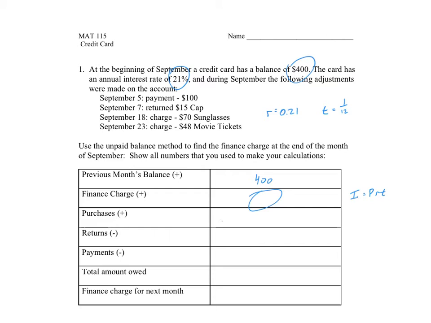Then you fill in these next few boxes based on what's happening up there. The payment, that would be a payment there, $100. The returned cap or hat, who calls it a cap anymore, that $15 goes there. Make sure when you use your calculator those get subtracted, and then add those purchases together and fill in that box for the sunglasses and the movie tickets. Find the new amount owed and then compute next month's finance charge.